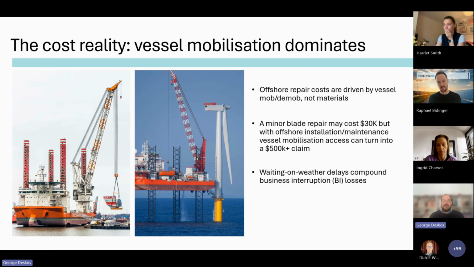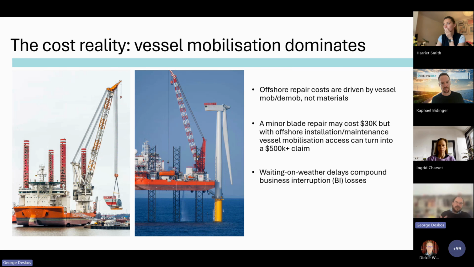And there's another fact: we don't have access all the time. There has to be a good weather window that we have to wait for in order to access a wind farm. This waiting on weather delays can compound both the repair cost and the business interruption losses, because at the same time, the wind turbine that needs to be repaired is not going to be generating any power. So these are important things that one way or another need to be captured.